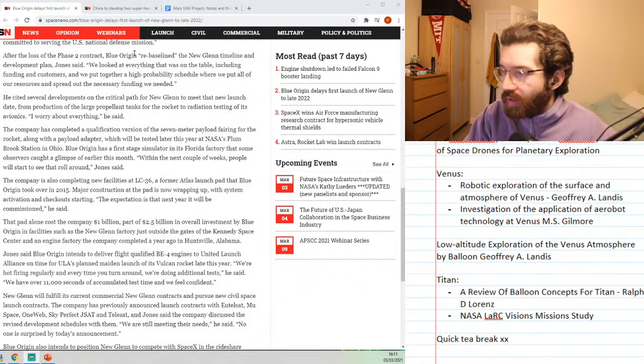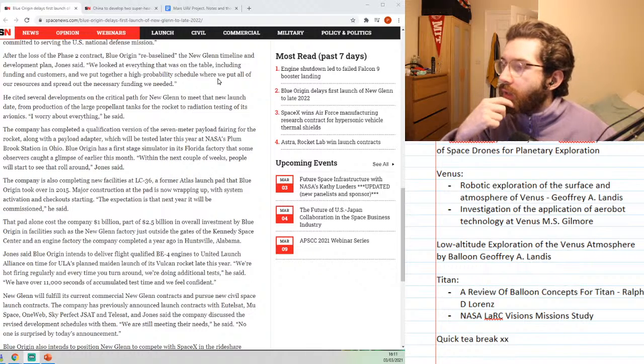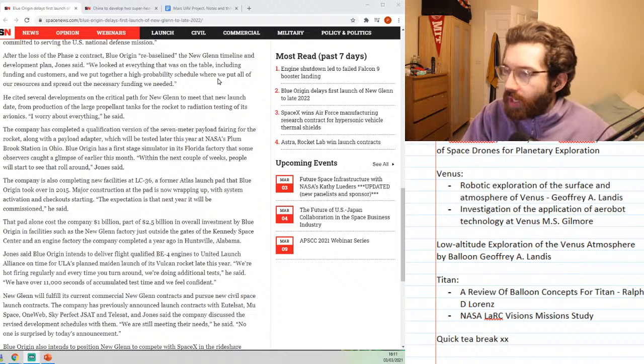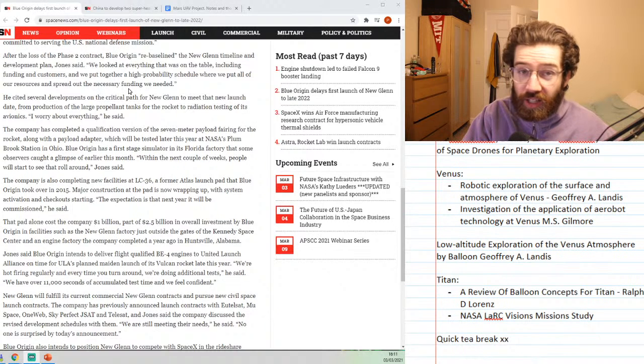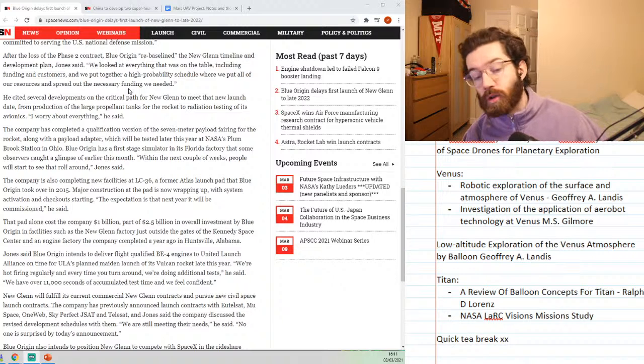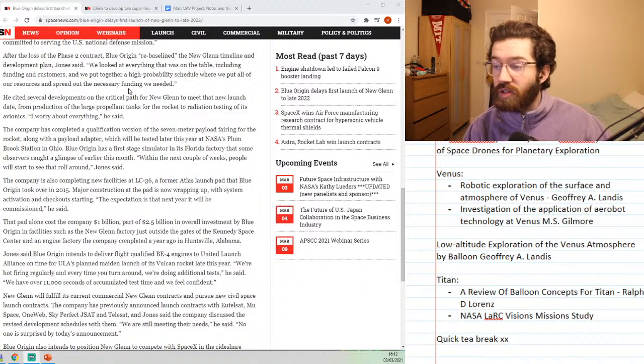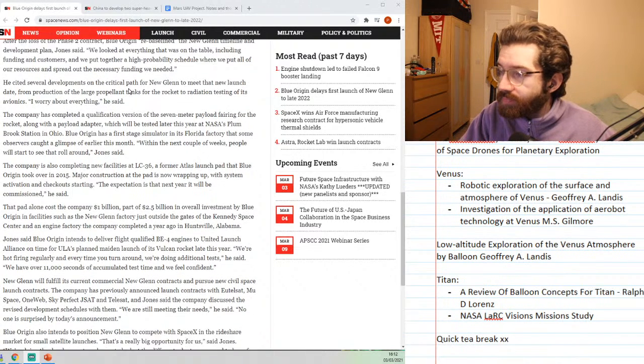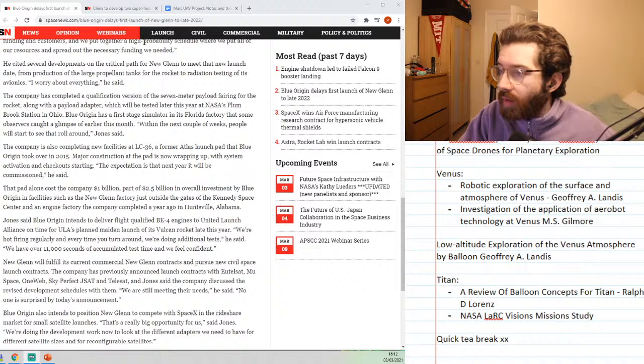Okay, so they've rebaselined. Okay. So what did they do? We looked at everything that was on the table, including funding and customers, and we put together a high probability schedule where we put all of our resources and spread out the necessary funding we needed. Basically, they're trying to find anything they can do possibly to keep the company running. Obviously, with Jeff behind them, they're not going to have too many issues with money. But it's not looking too hot at the moment. Not looking too hot. I worry about everything.